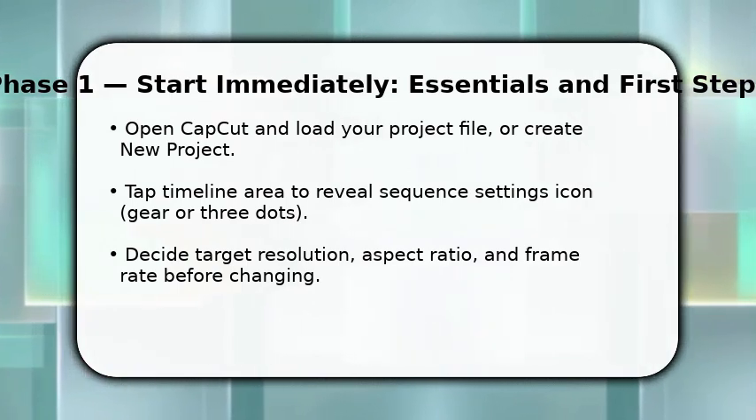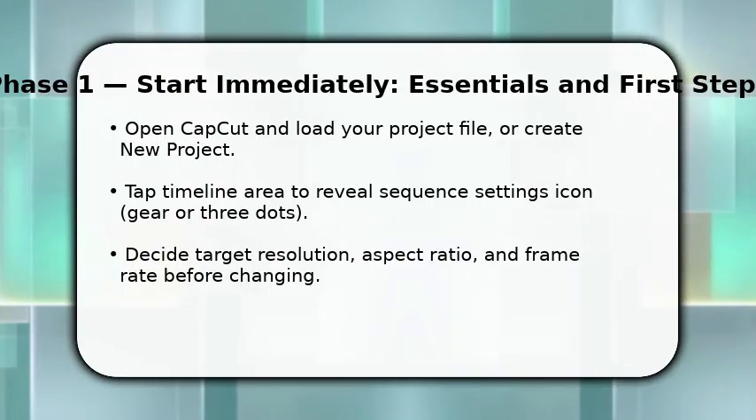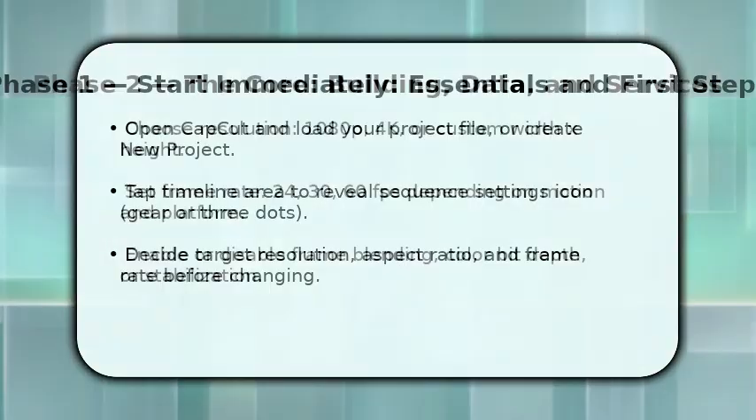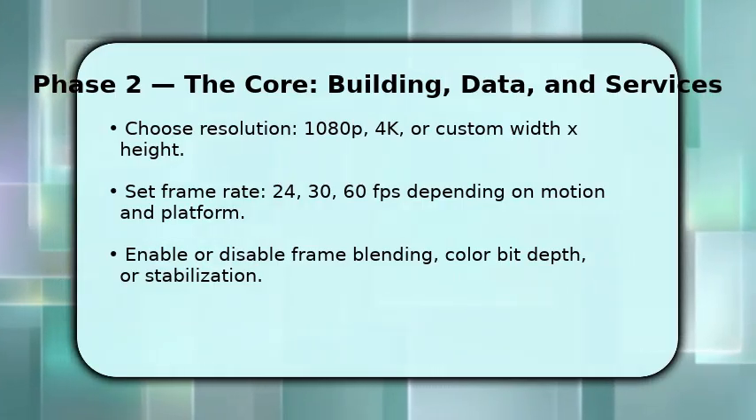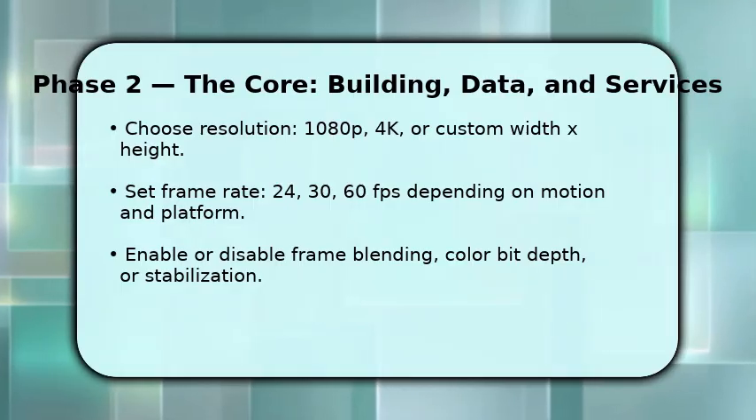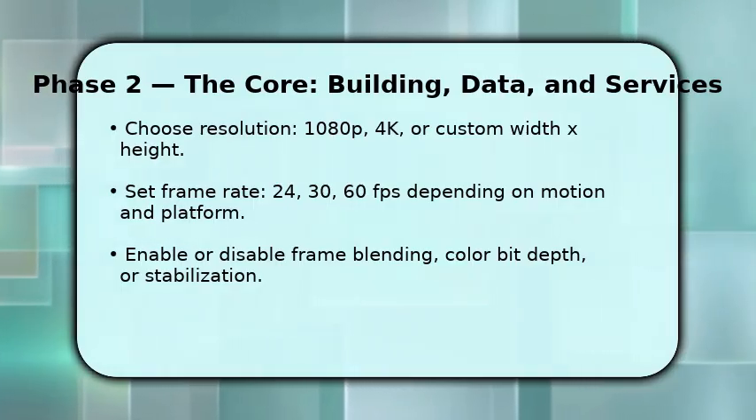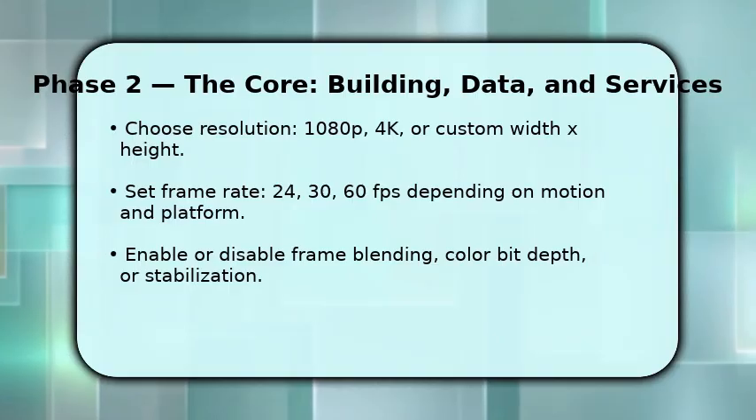Next, change resolution and frame rate in sequence settings. You do this to control quality and playback smoothness. If your clips are high motion, select 60 FPS. For a cinematic look, pick 24 FPS. This balances file size and style.